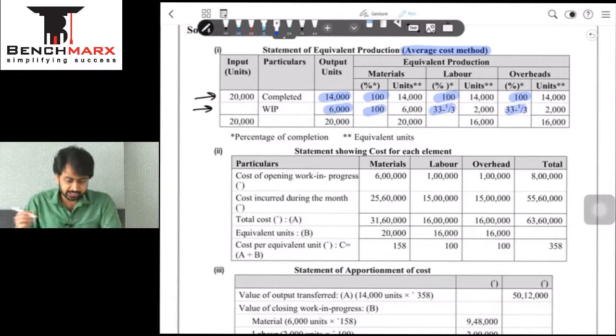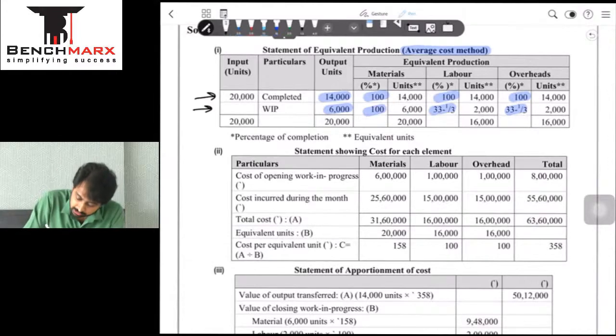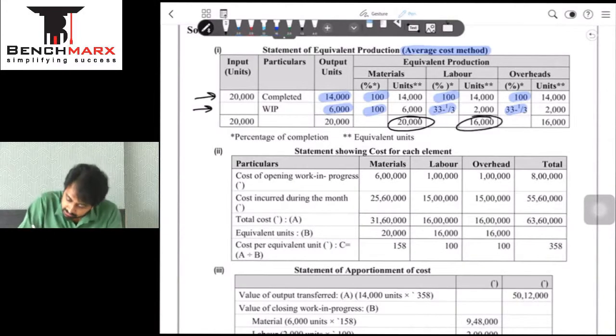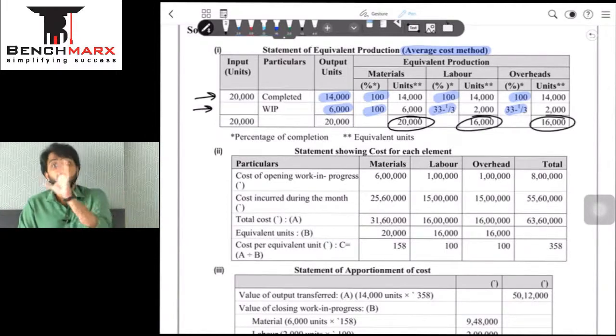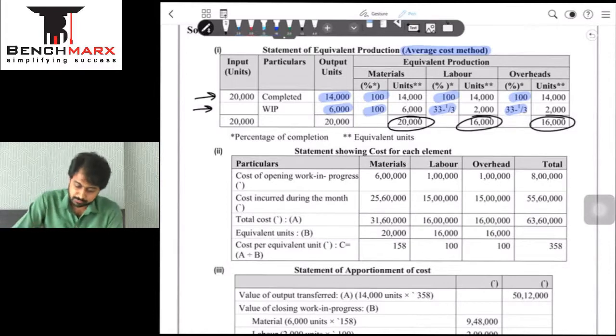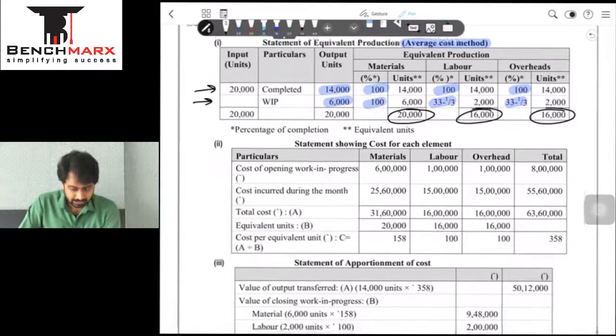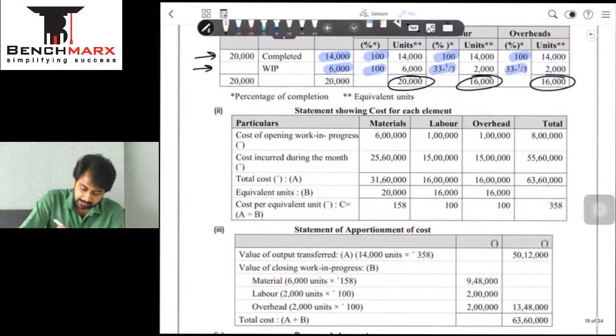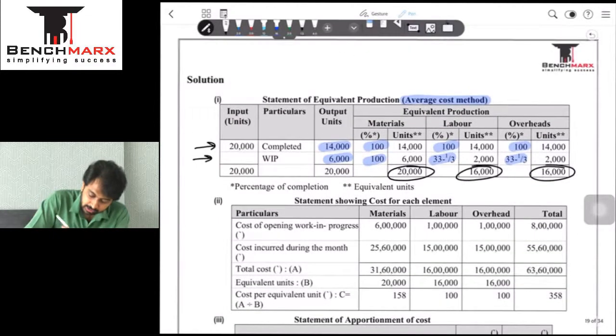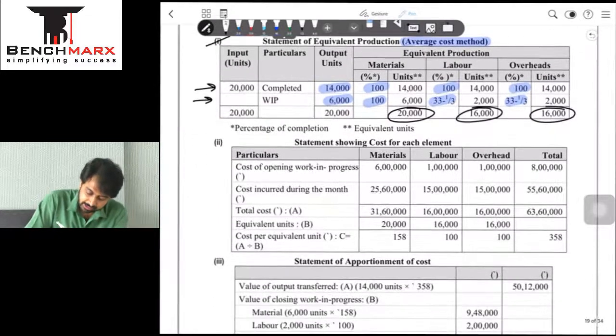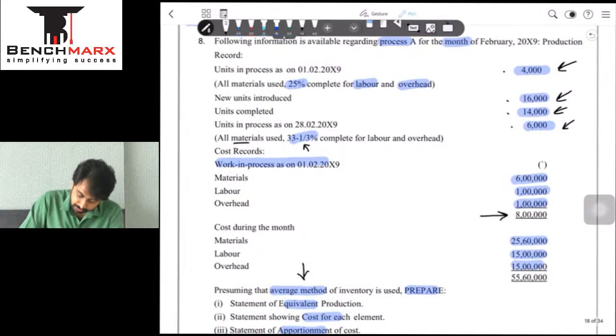Apply these percentages on the units, and I will get the equivalent output for DM, the equivalent output for DL, and the equivalent output for overheads, which will be used to do the valuation. ठीक है, so first part done, that is the equivalent output statement. The next in line is the second part.